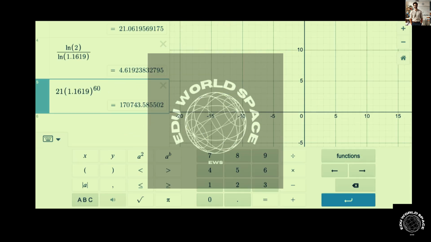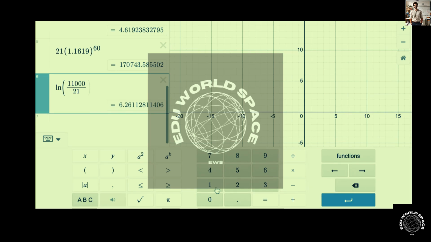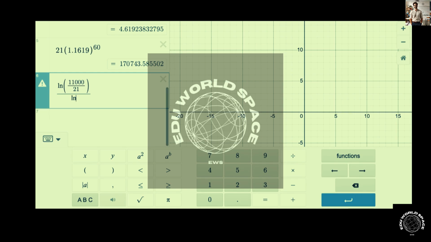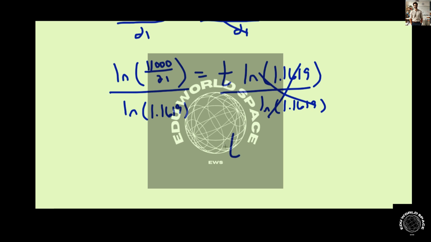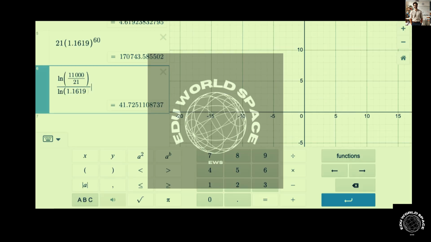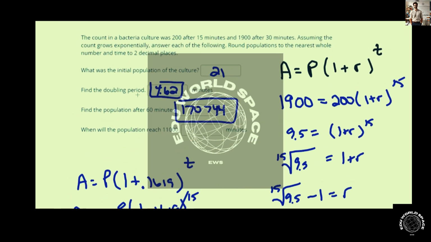So the natural log of 11,000 over 21 over the natural log of 1.1619. And that would be about 41.73 minutes. Check that one more time. 41.73 minutes to 2 decimal places. We should be all set now.